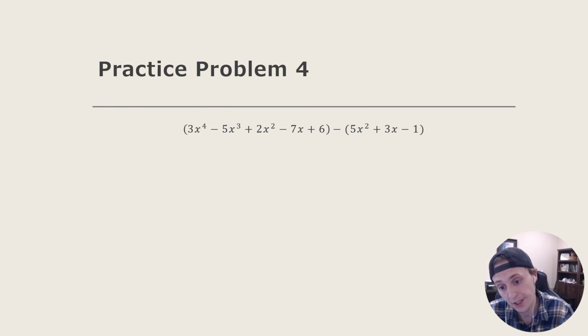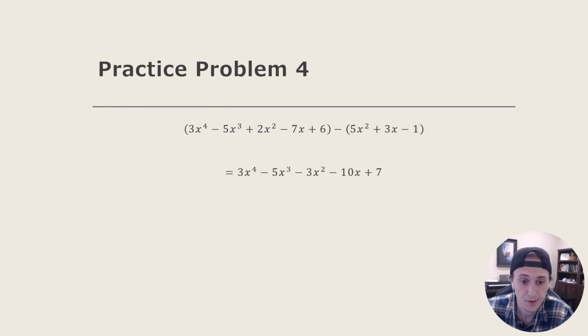So let's see if you can do this one. So this one gives us 3x to the fourth minus 5x cubed minus 3x squared minus 10x plus 7. I'm not going to explain these because I think that most people will understand them, but if you need more guidance or explanation, reach out to me, let me know, because I'm happy to explain and teach all the details.